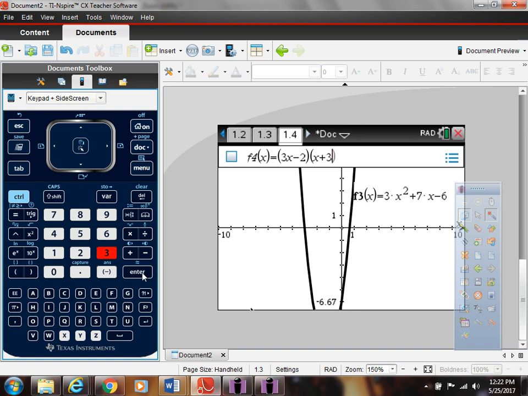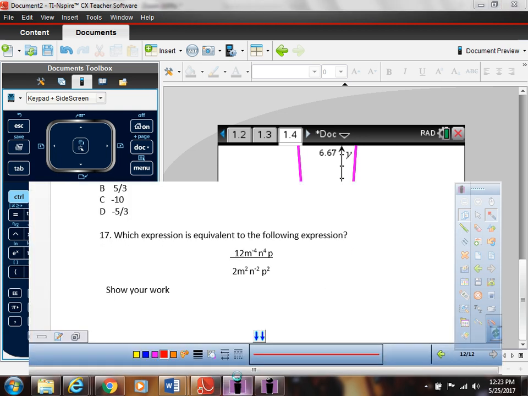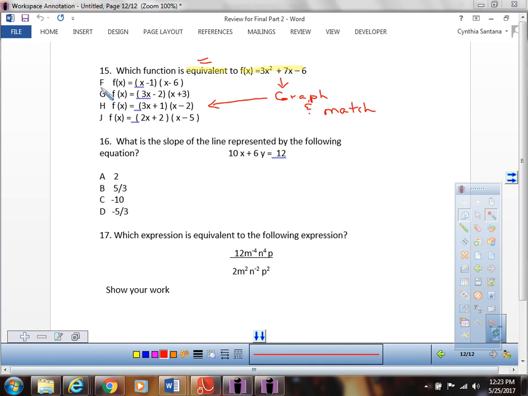Got to be the same picture if it's equivalent. Yep, there it is. It even changed its color. You know it's equivalent when it was black and now it turned to pink or purple. I don't know what color that is. Okay. So, G. Graph and match. Very simple.